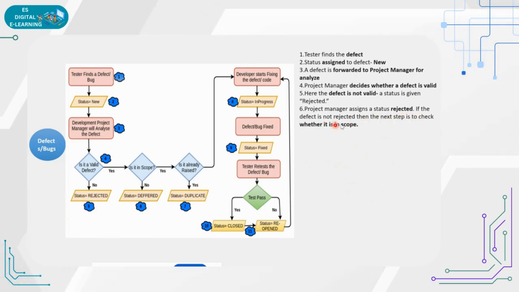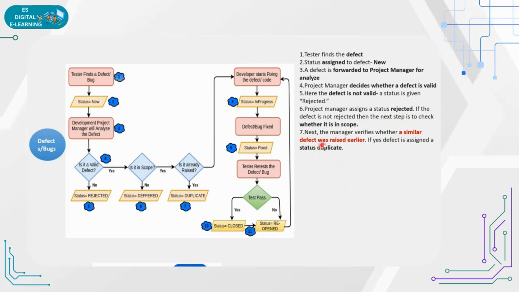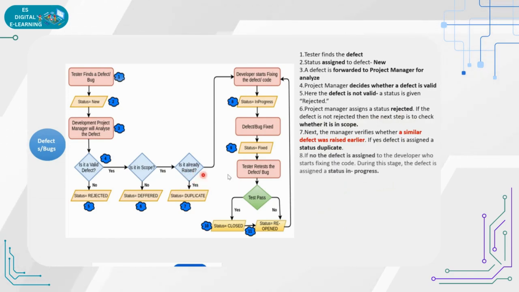If the defect is not rejected, then the next step is to check whether it is in scope or not. If it is in scope, next the manager verifies whether a similar defect was raised earlier. If so, the defect is assigned the status duplicate, because we should not create duplicate tickets. If you create one, it will be rejected.